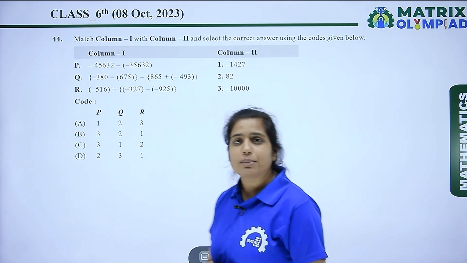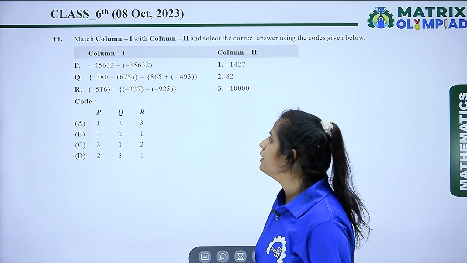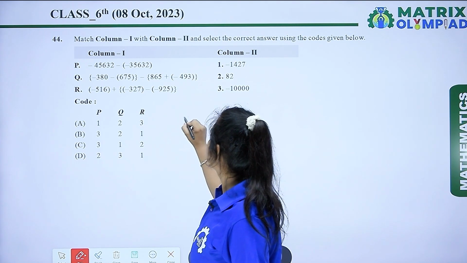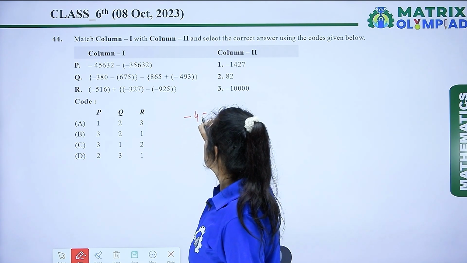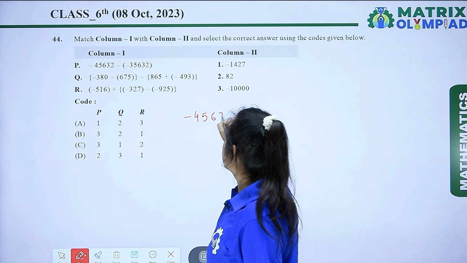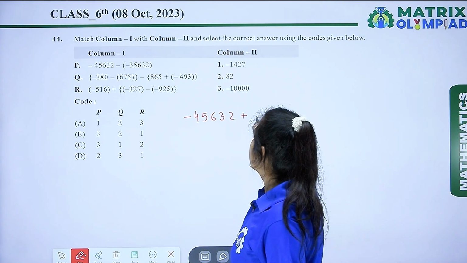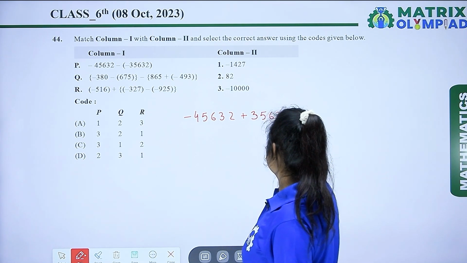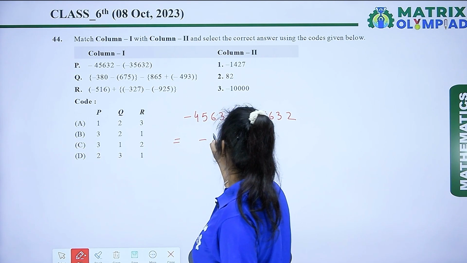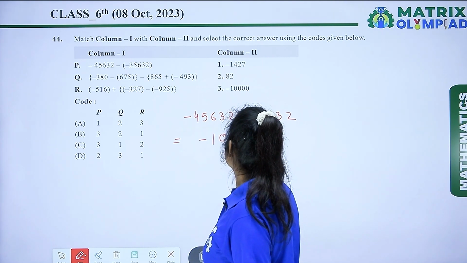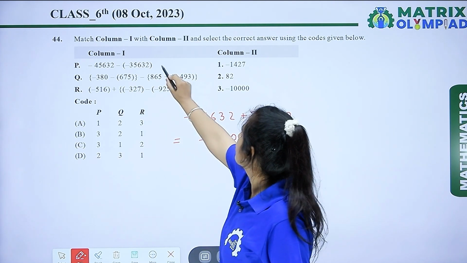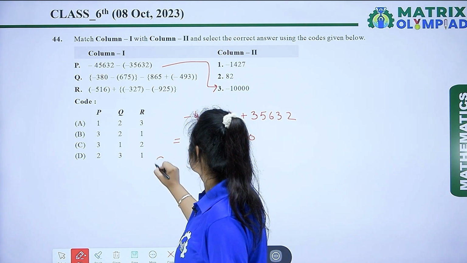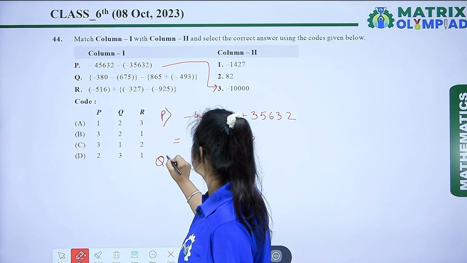Now let's start question number 44. This is the match the column part. Now here let's solve the first part, that is negative 45,632. Negative will become positive 35,632. Here the answer will become negative 10,000. So the answer of P is 3. Now the second part, Q is, this is your P, this is Q.